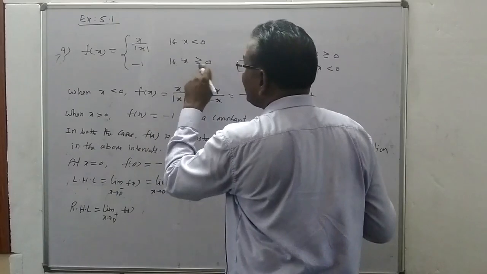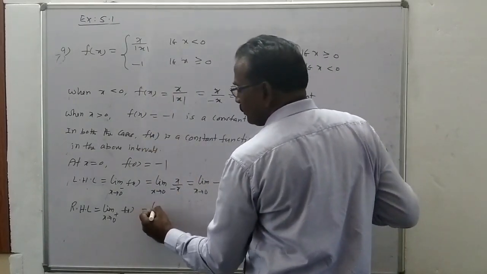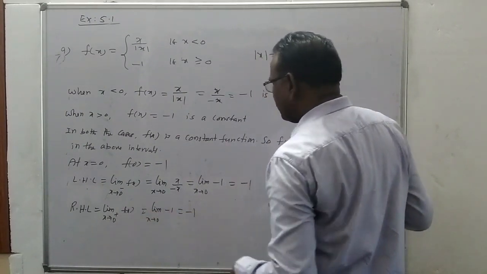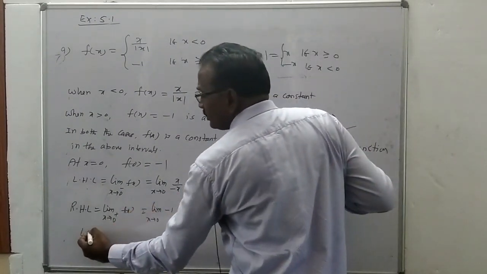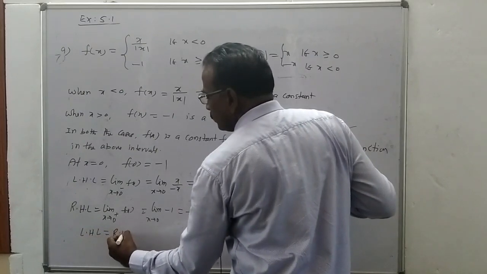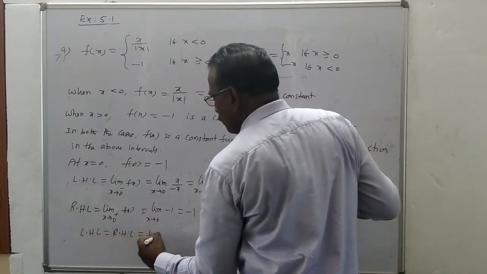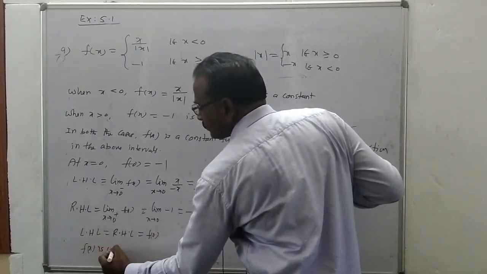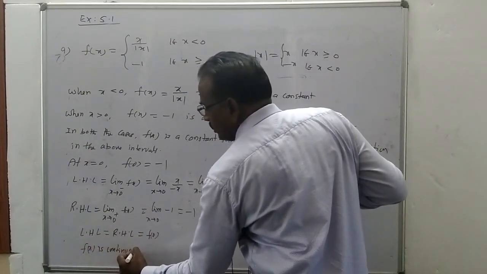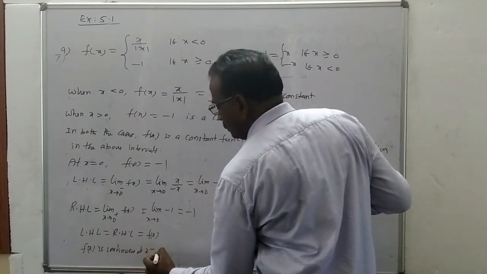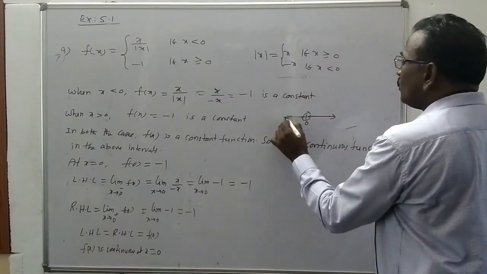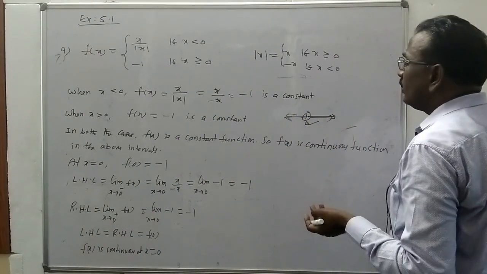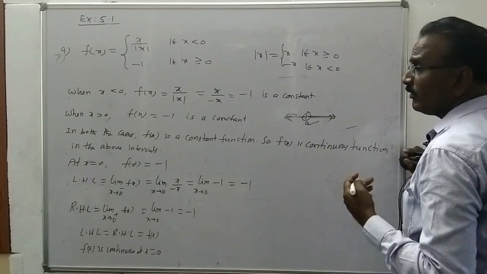And the right hand limit is the limit as x tends to 0 plus of f of x. When x is greater than 0, f of x is minus 1. So the limit of minus 1 as x tends to 0 is the constant itself. So clearly LHL is equal to RHL is equal to f of 0. All are equal. Therefore, f of x is continuous at x equal to 0. So less than 0 it is continuous, greater than 0 it is continuous, and at x equal to 0 it is also continuous.